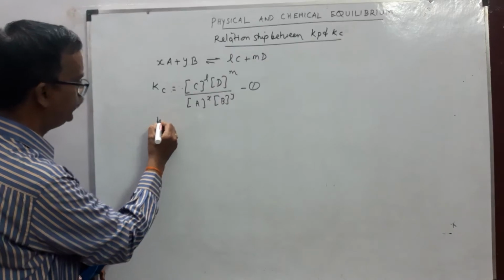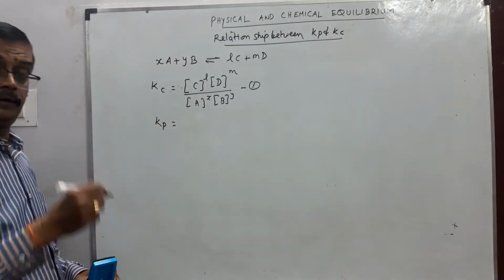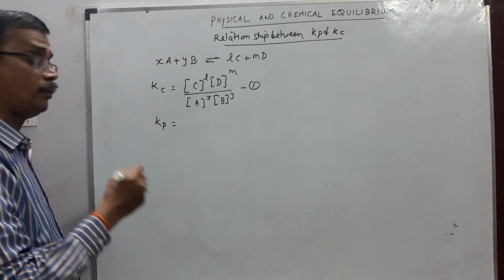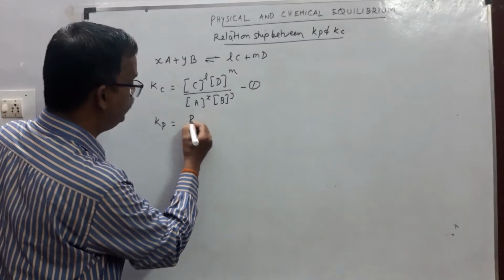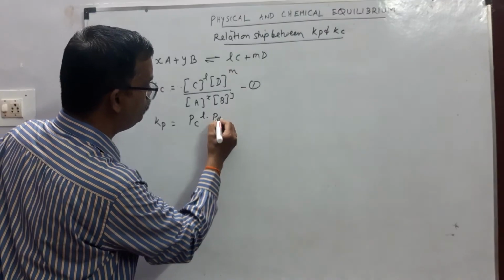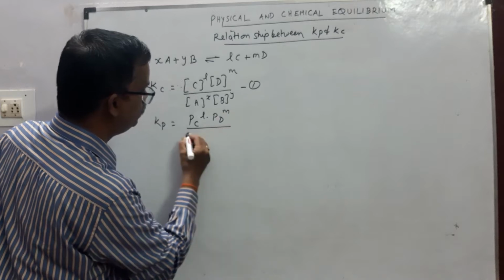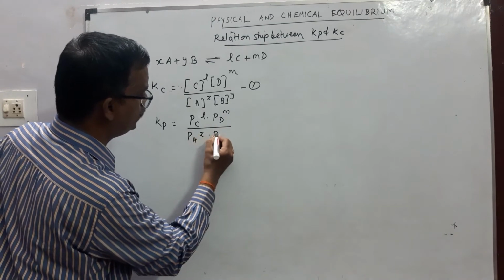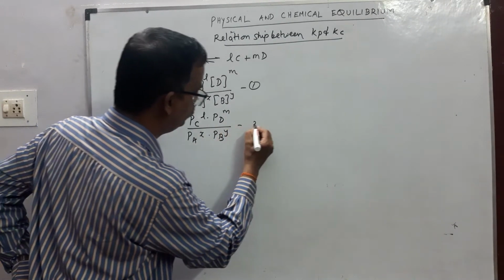Kp is the equilibrium constant in terms of the partial pressure. Kp equals Pc to the power of L, Pd to the power of M, by Pa to the power of X, Pb to the power of Y.